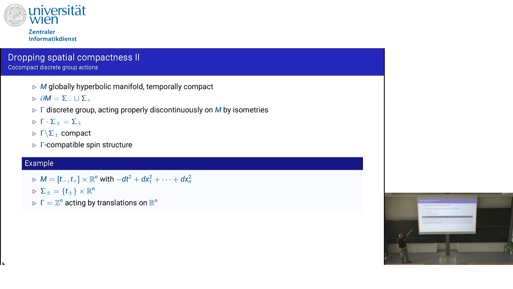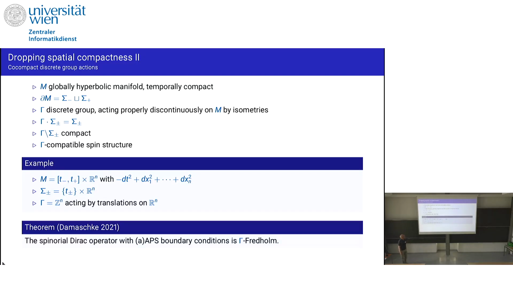And so this way, you can deal with these strips in Minkowski space, even though the Dirac operator is not Fredholm for this in the conventional sense. Now, what is the result then? Well, the result is that the spinorial Dirac operator in that setting with APS boundary conditions or also anti-APS boundary conditions is gamma Fredholm. And what is that supposed to mean?